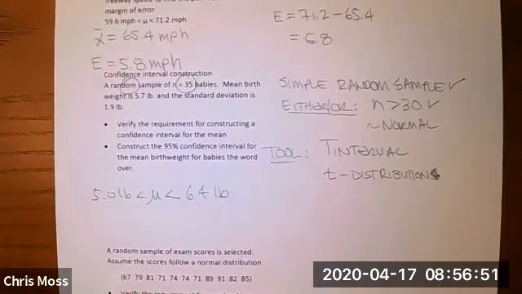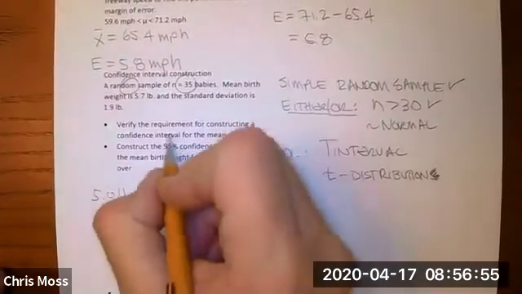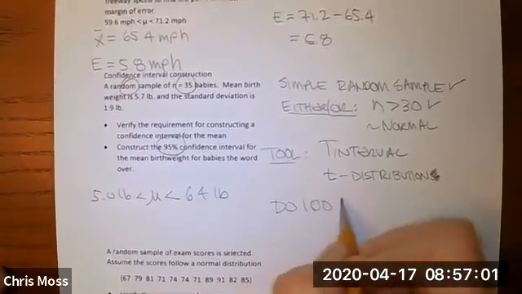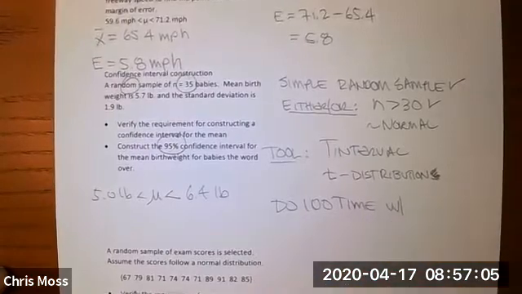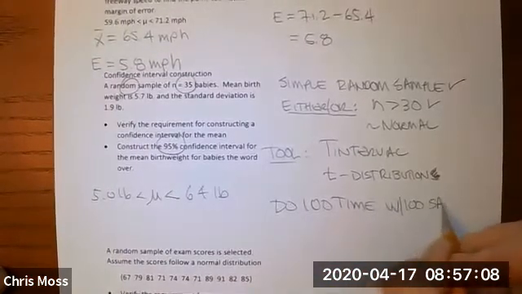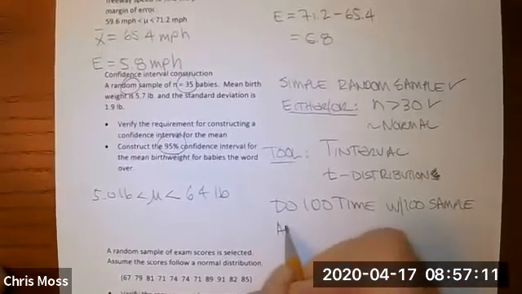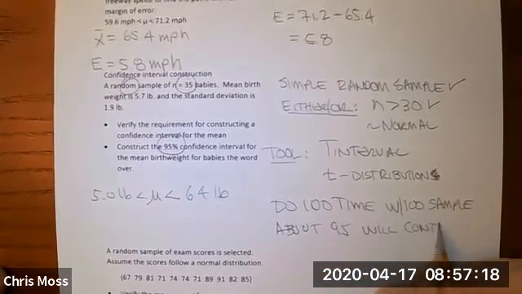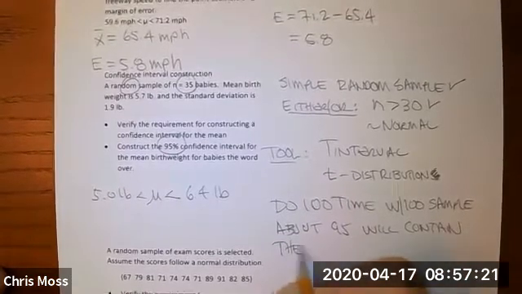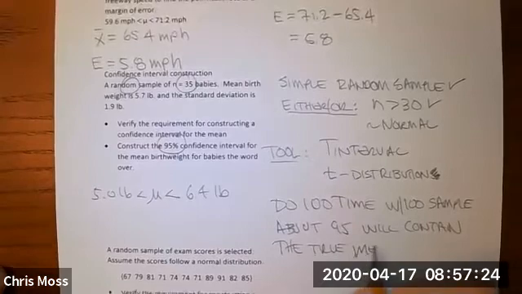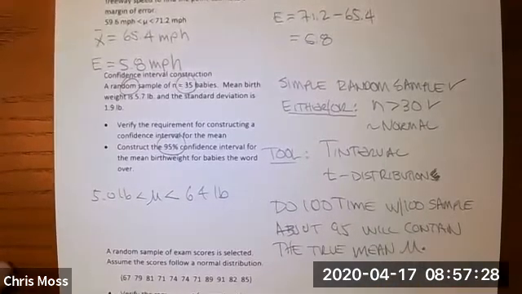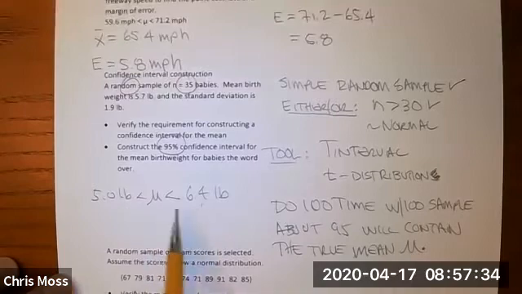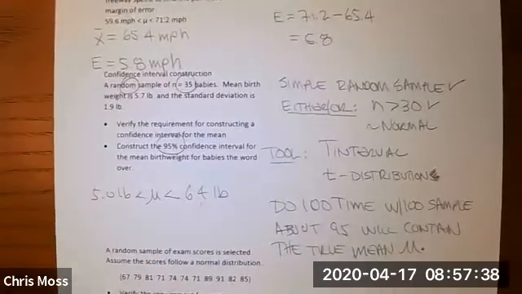So there we go. Now, what does this actually mean that we've got the 95% confidence interval? What that means, if I redo this 100 times with 100 samples, about 95 will contain the true mean mu. So we have a very good chance of actually finding the true mean somewhere within this interval. We don't know where, but somewhere in there.